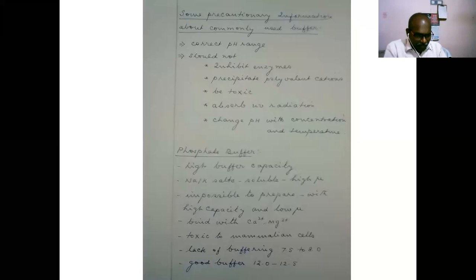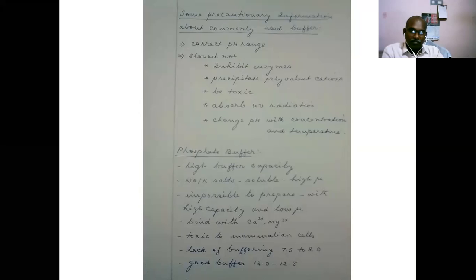So this phosphate buffer is toxic to mammalian cells. Mammalian means animals can be divided into two kingdoms: vertebrates and invertebrates. Vertebrates are the animals with a spinal cord. Invertebrates are the animals without a spinal cord: protozoa, porifera, coelenterata, platyhelminthes, aschelminthes, annelids, arthropods, molluscs, echinoderms. These 9 classes are there in the invertebrates.